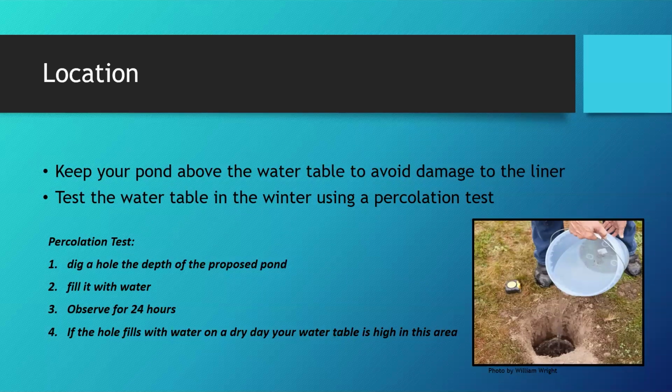You can select another area in your landscape for the pond or berm for the pond, and you need to test it too. So if I decide I can't put it here, I'll put it there. I need to be sure to dig a hole and test that space also. Or you can berm up the soil so that your pond will be well above the water table.